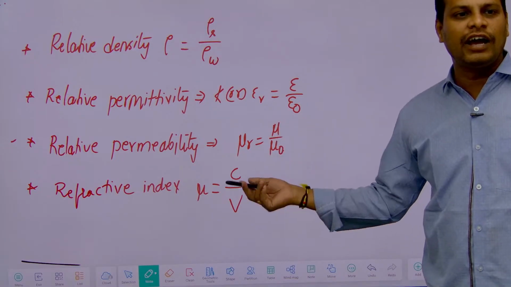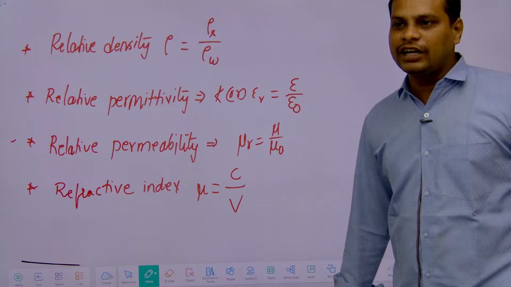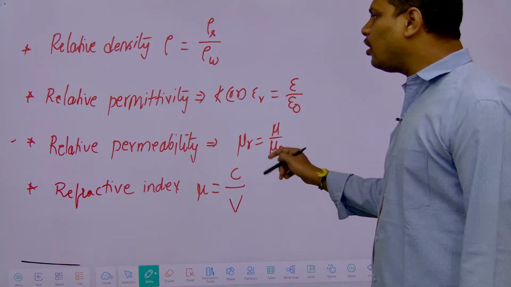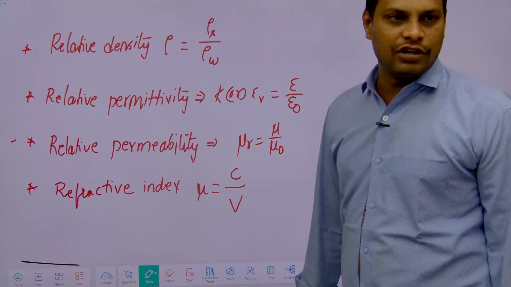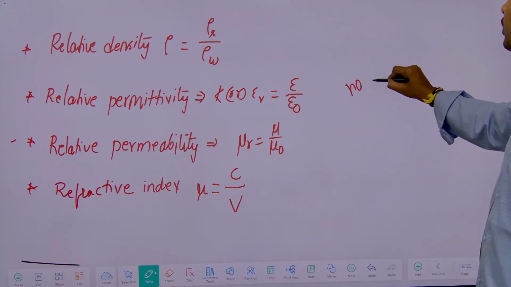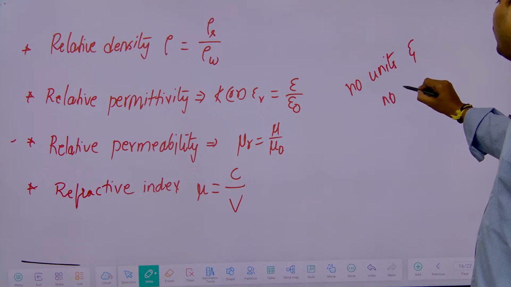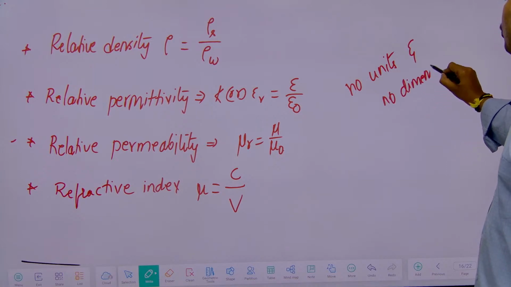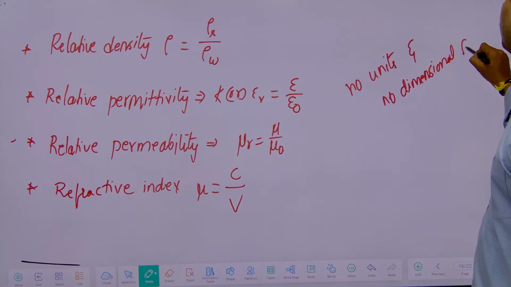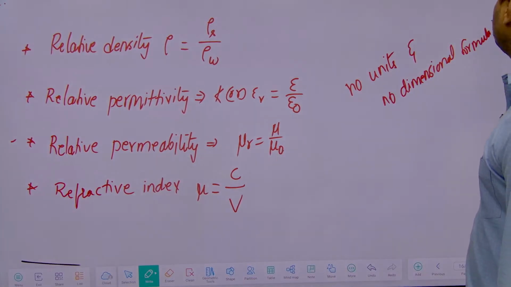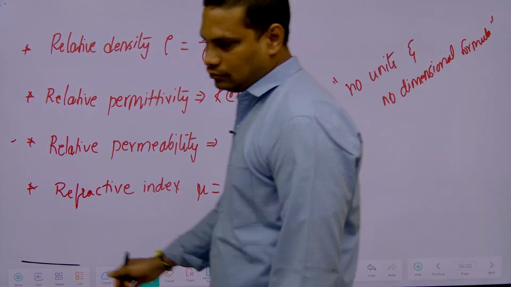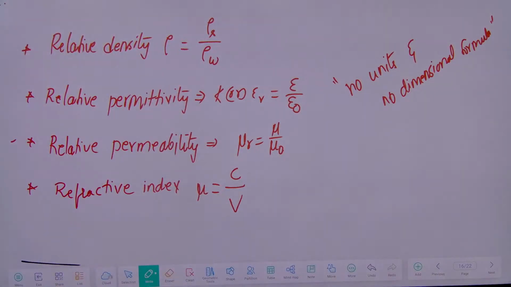Velocity will have the same units, meter, so that will be cancelled. Therefore here also there are no units and no dimensional formula. So for these kinds of physical quantities, there are no units and no dimensional formula, remember. Got it?